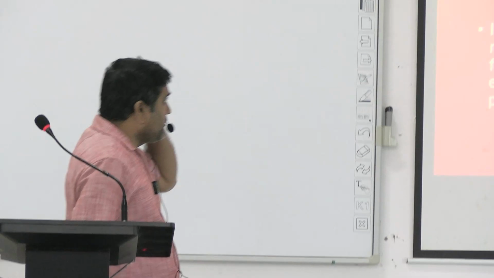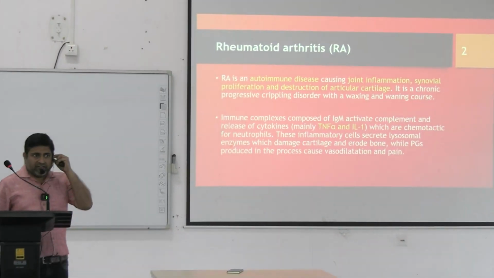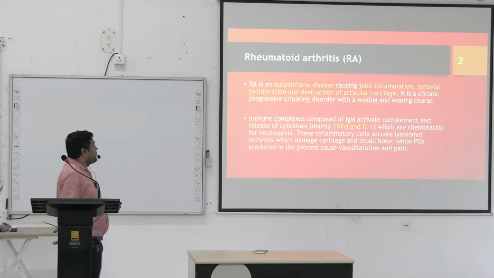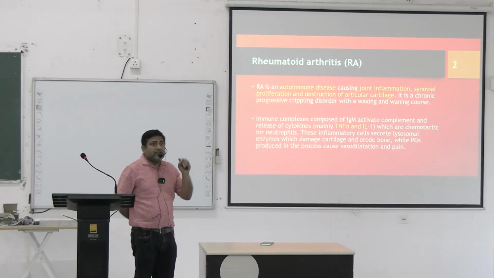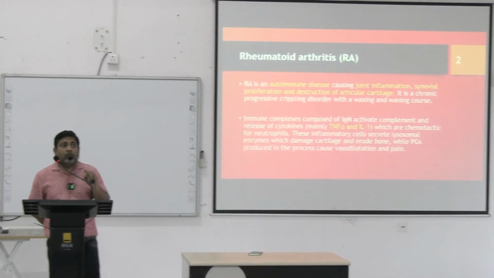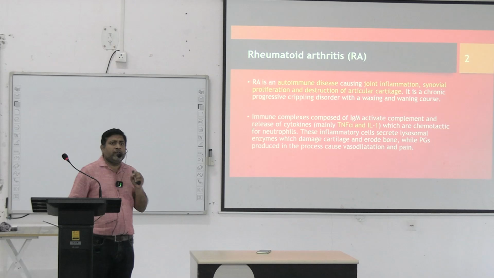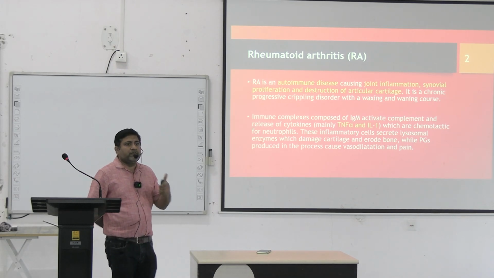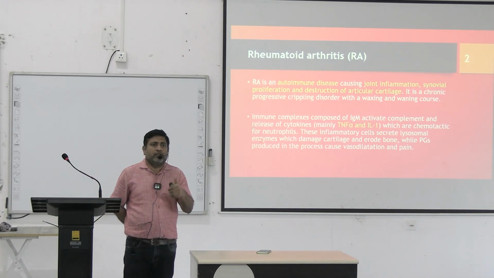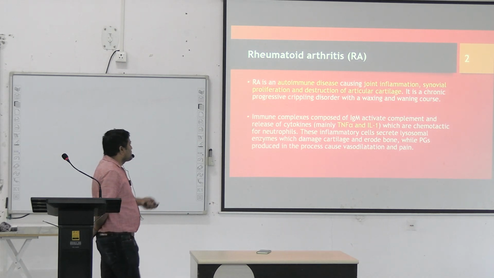So, rheumatoid arthritis is an autoimmune disease causing joint inflammation, synovial proliferation and destruction of the articular cartilage. It's a chronic, progressive, crippling disorder with a waxing and waning course. Waxing and waning course means sometimes the inflammation will increase, sometimes it will go into remission. So it's having a waxing and waning course.